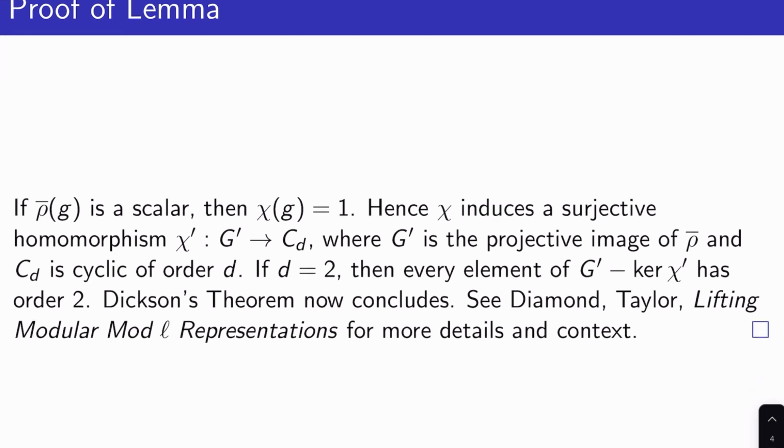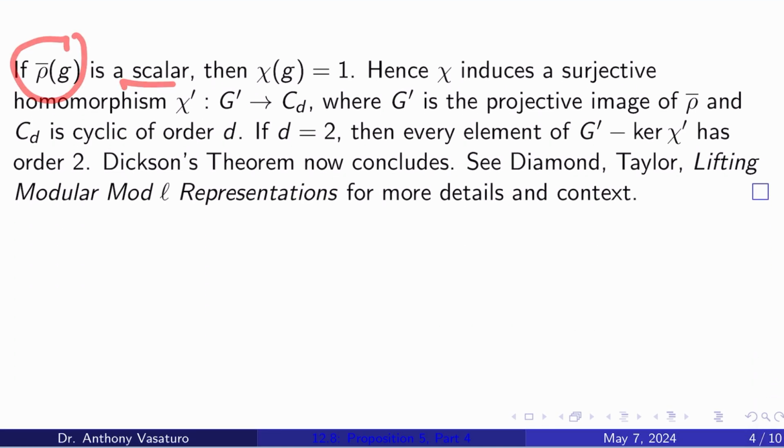Okay, so this is pretty easy to show. First of all, if ρ-bar(g) is a scalar, you can easily check, this is a quick little exercise, that χ(g) must be 1, which means that χ induces a surjective homomorphism, we'll call it χ prime, from G prime to C_D, where G prime is the projective image of ρ-bar, and C_D is just cyclic of order D. Now, if D is 2, then every element in G prime that's not in the kernel of χ prime has order 2. And so now, lemma D really just reduces to Dixon's theorem on groups that we've already proven. I think, was that last chapter? It was either last chapter or this chapter. You can also see Diamond-Taylor, lifting modular mod l representations, for more details and context. But really this is just Dixon's theorem in disguise.